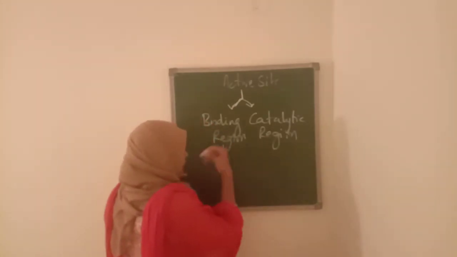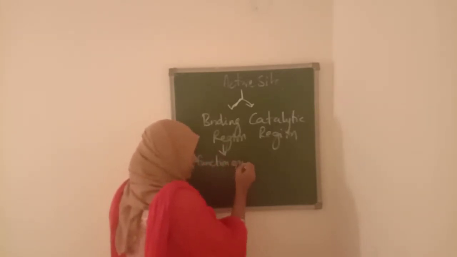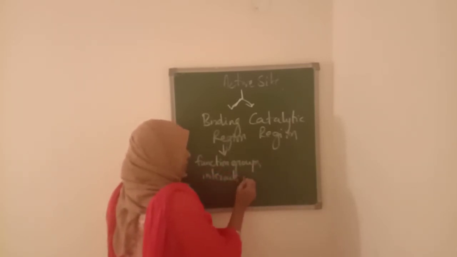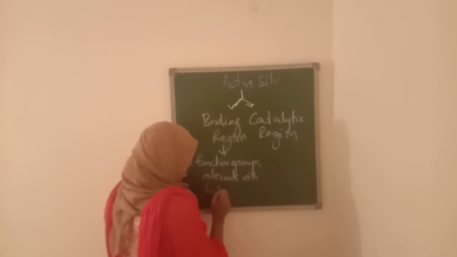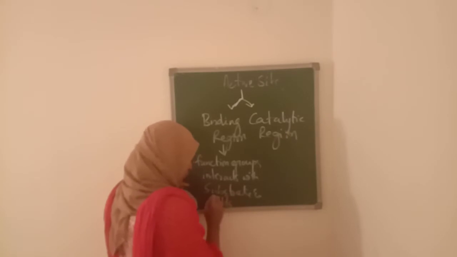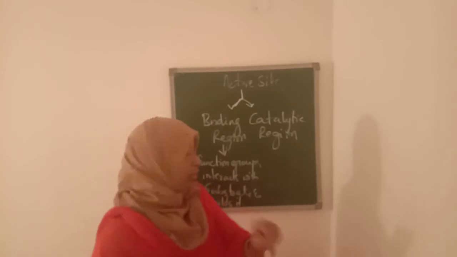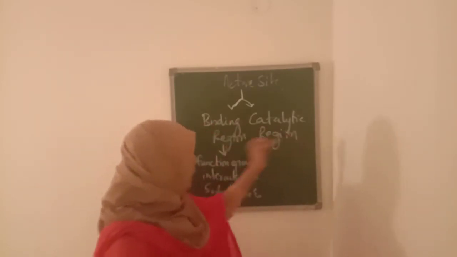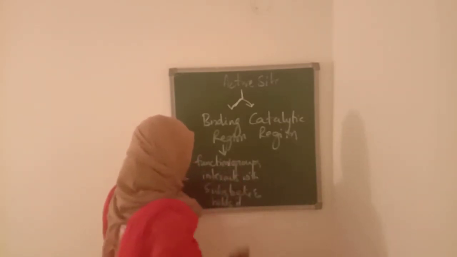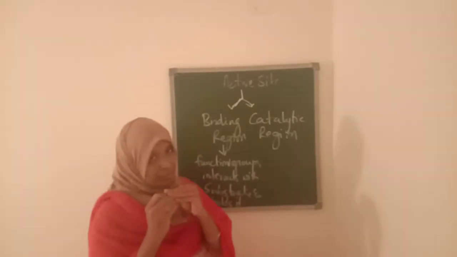The binding region has functional groups that interact with the substrate, and holds the substrate, or binds the substrate. So the active site has 2 important components: one is the binding region, another one is the catalytic region. The binding region has functional groups that interact with the substrate and hold it properly.